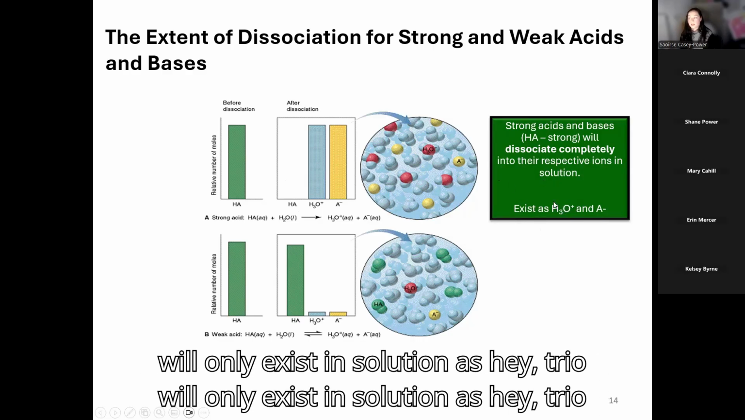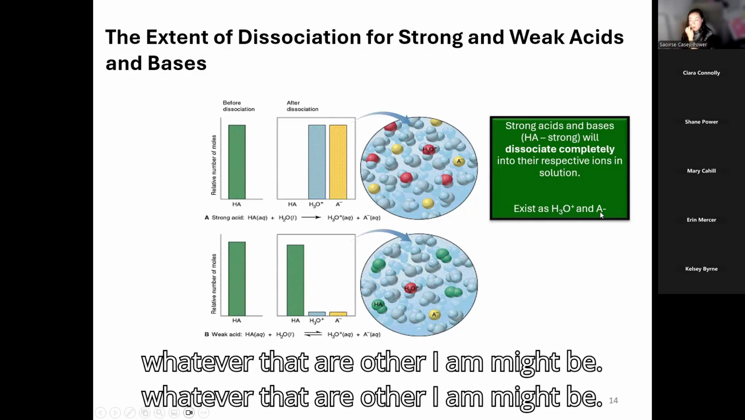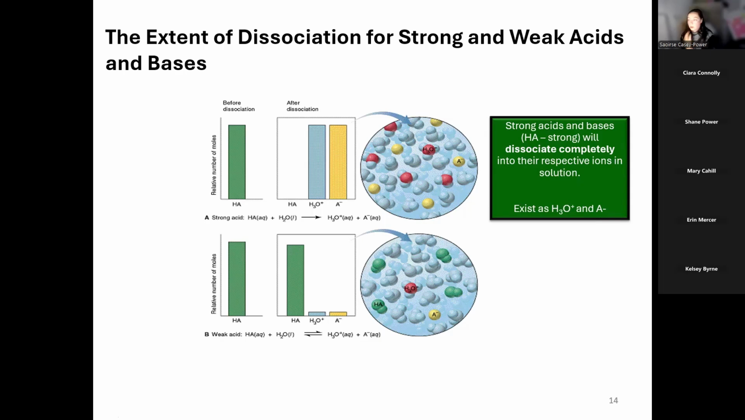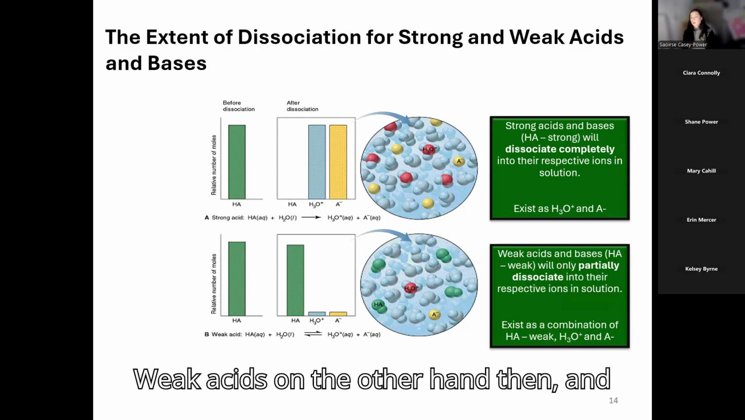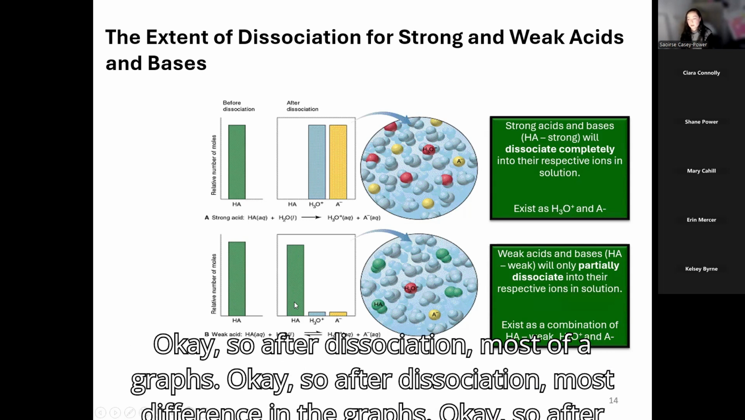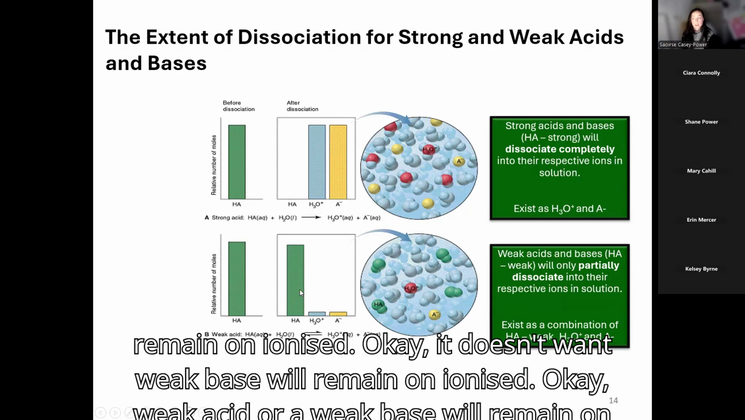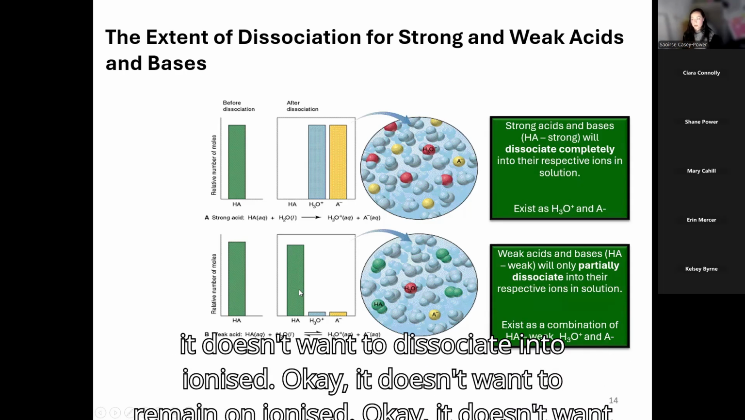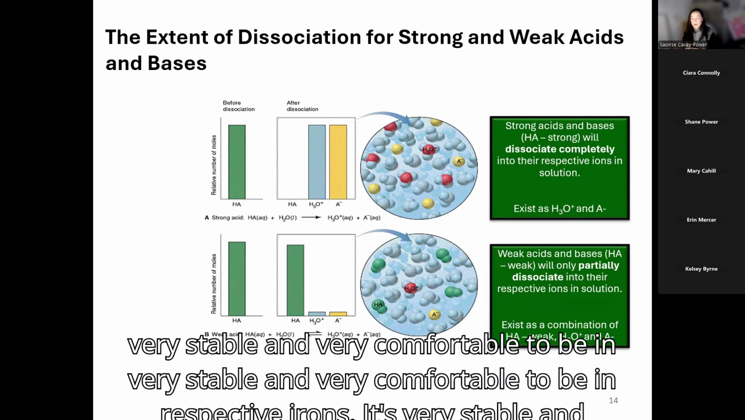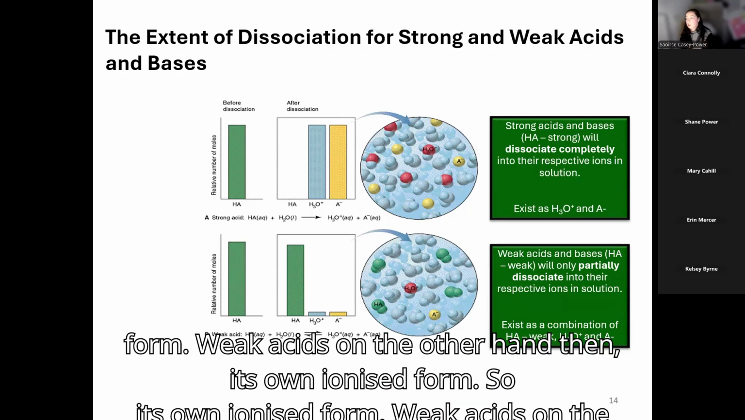Okay, so they will only exist in solution as H3O plus or H plus and our A minus, or whatever our other ion might be. Weak acids, on the other hand, and you'll see the difference in the graphs. After dissociation, most of a weak acid or a weak base will remain unionized. It doesn't want to dissociate into respective ions. It's very stable and very comfortable to be in its unionized form.